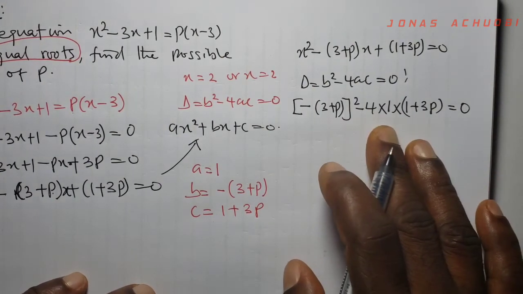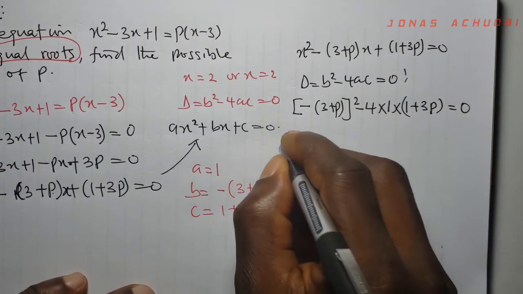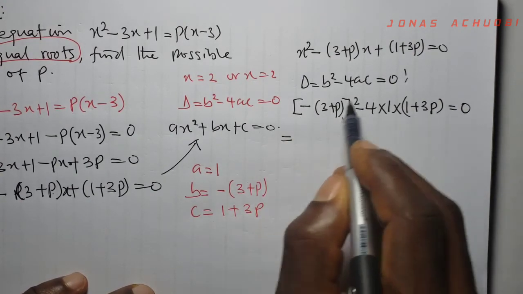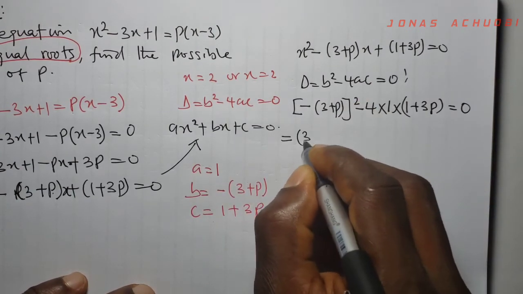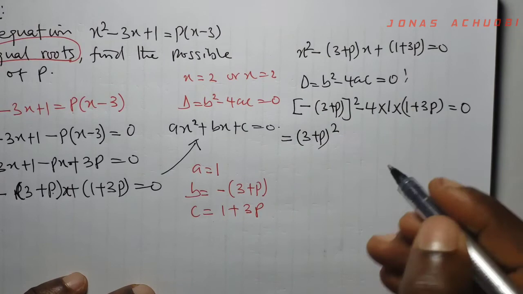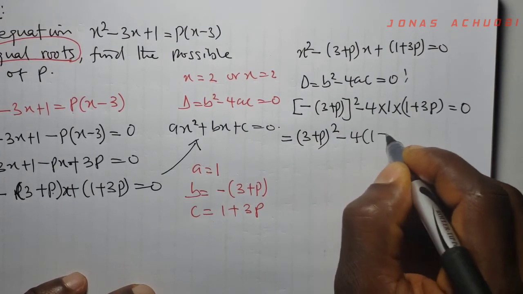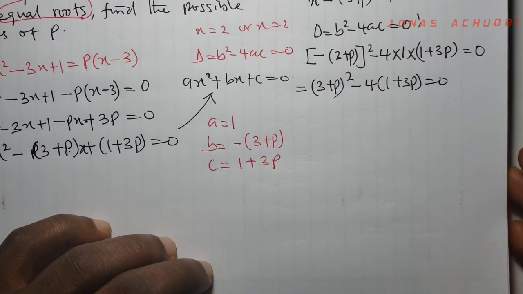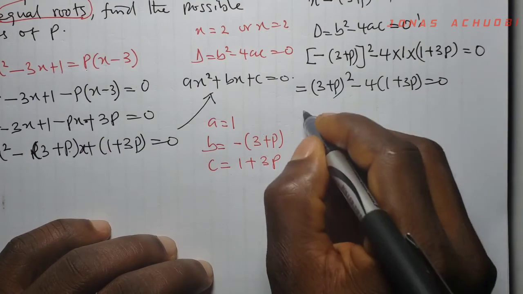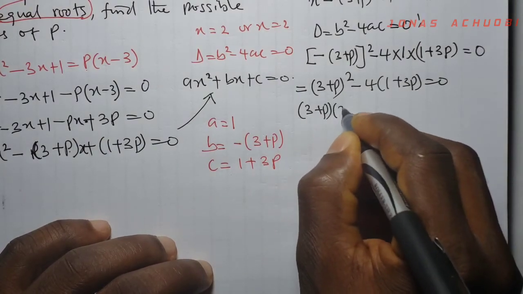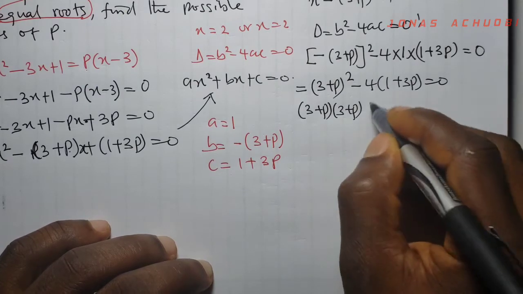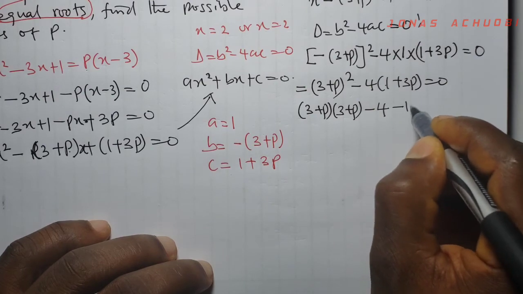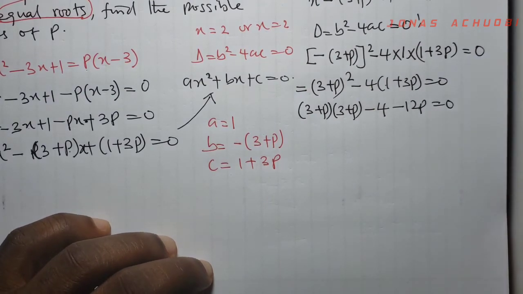So we're going to work on this equation and find the possible values of p. For the first one, this is negative (3 plus p) all squared. So minus all squared is plus. What we have left there is (3 plus p) all squared. Then minus 4 into (1 plus 3p) equal to 0. I want to expand it carefully and slowly. So (3 plus p) all squared simply means (3 plus p) times (3 plus p). Minus 4 times 1 is 4, and minus 4 times 3p is minus 12p equal to 0.